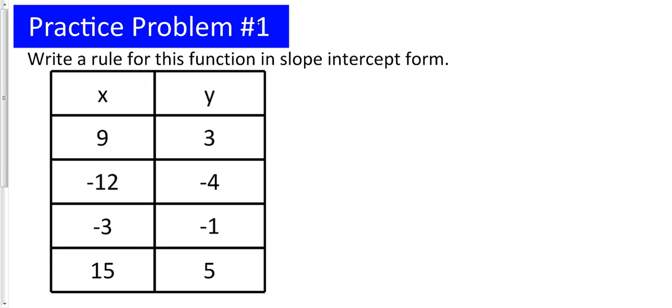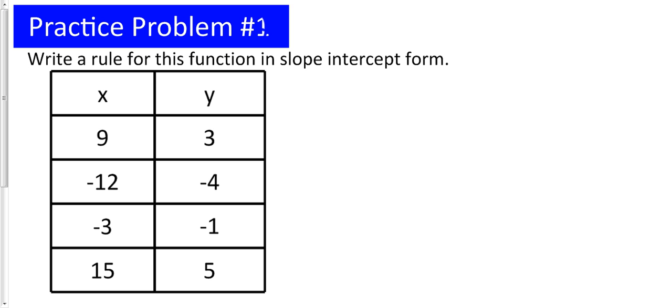And last one here, this will be problem number 2. I want to take a look here and see if there's a relationship between my x column and my y column. I can see here, I don't see anything decreasing or increasing by exactly the same amount. 9 minus 6 is 3, but -12 plus 8 is -4, so that's not helping me.